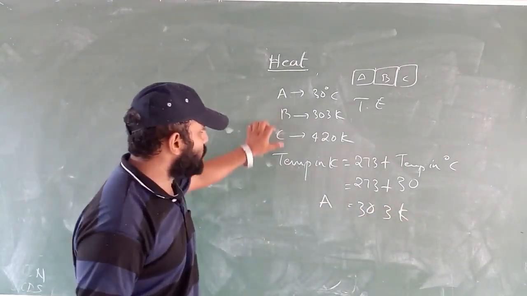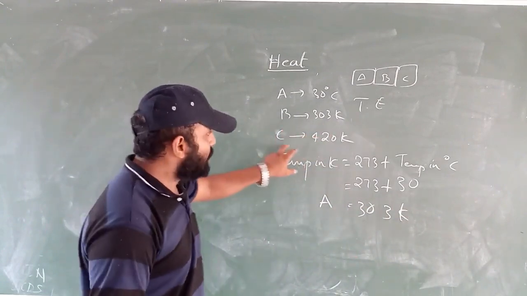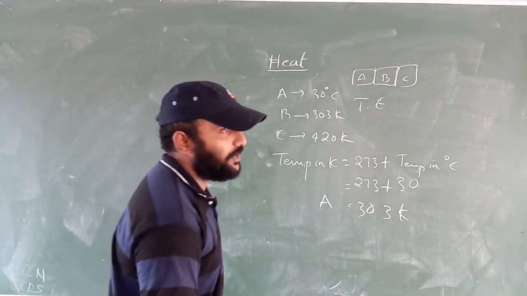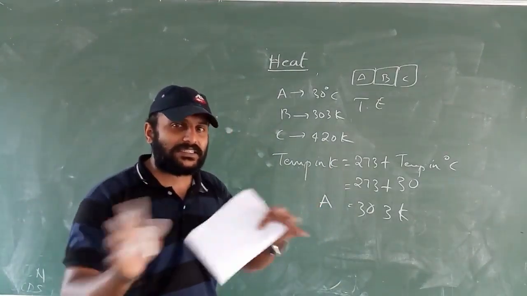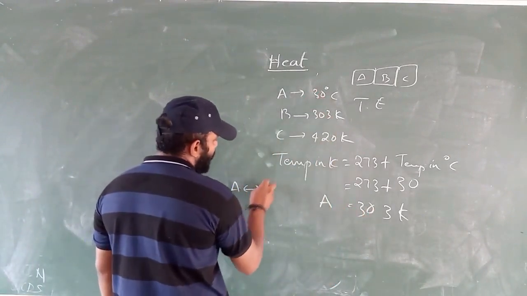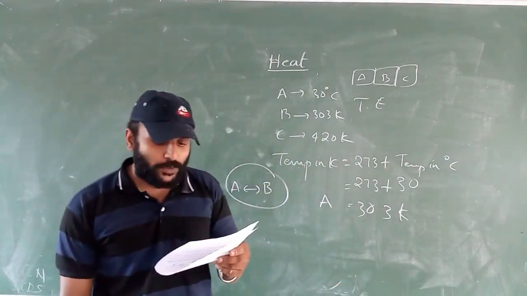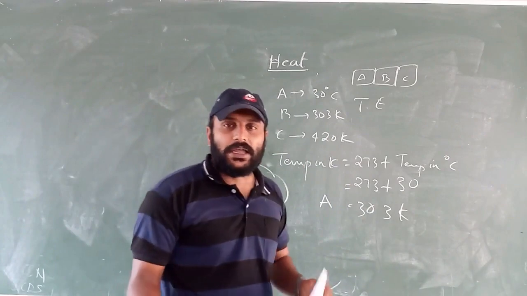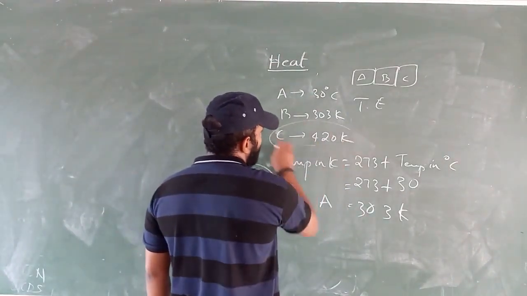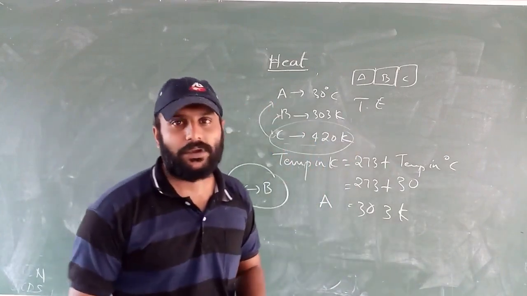If we observe all these values, A is 303 Kelvin, B is 303 Kelvin, C is 420 Kelvin. The question asked is which are in thermal equilibrium, meaning which don't change their temperature. A has the same temperature as B, so we can say that A and B are in thermal equilibrium. The next question: from which body will heat transfer? We already know that heat transfers from a hotter object to a colder object. Among A, B, C, C is at 420, so it is the hotter object. From C, heat will be transferred to A and B. Understood?